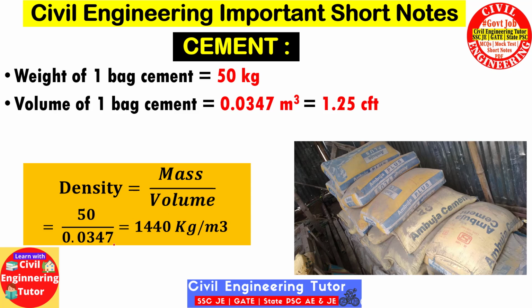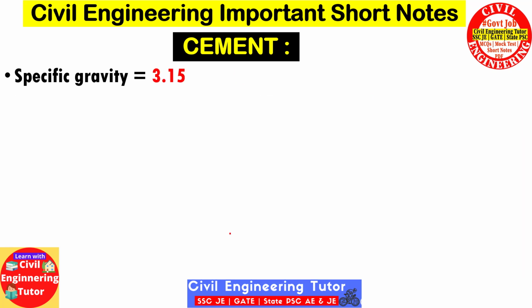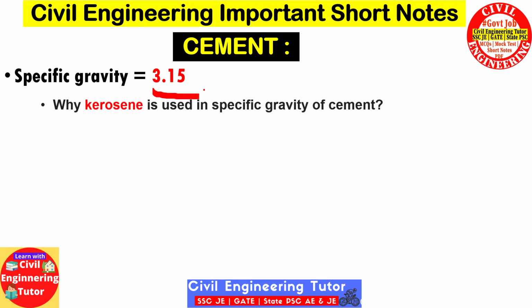Now the specific gravity of cement is 3.15. So always remember this specification of cement. These are frequently asked in competitive exams. Now one interesting thing about the specific gravity test of cement is that we don't use water in this test. If you remember, while finding the specific gravity of sand or any other soil, we used water in a pycnometer. But for cement, we don't use water. Instead of that, we use kerosene.